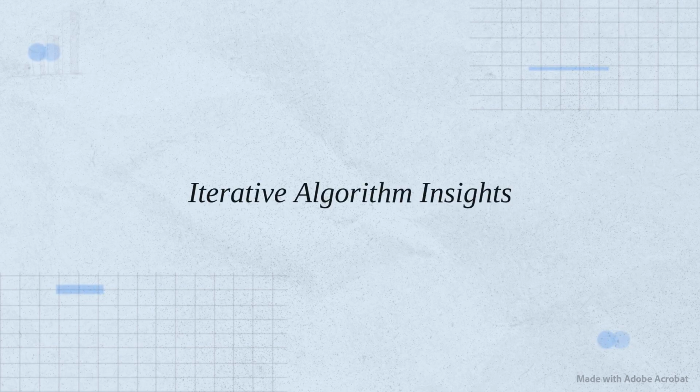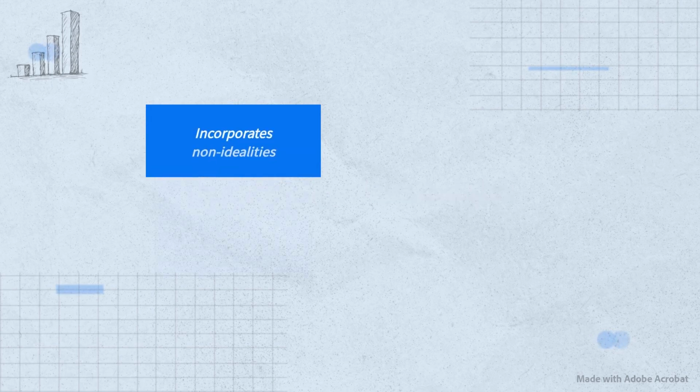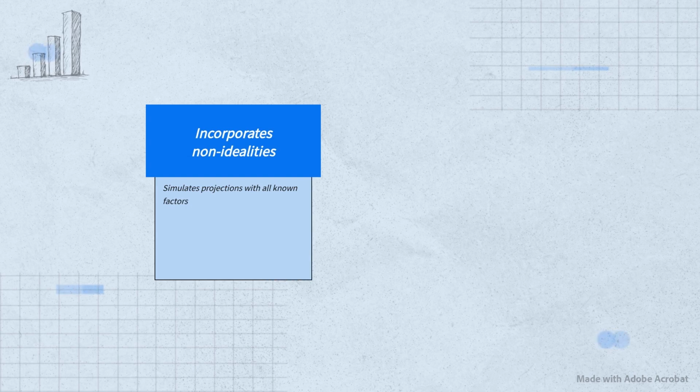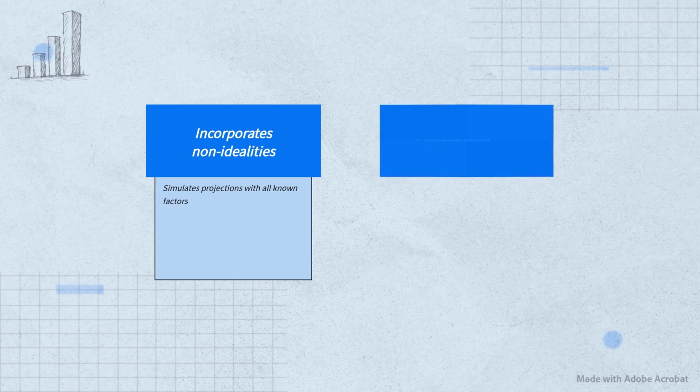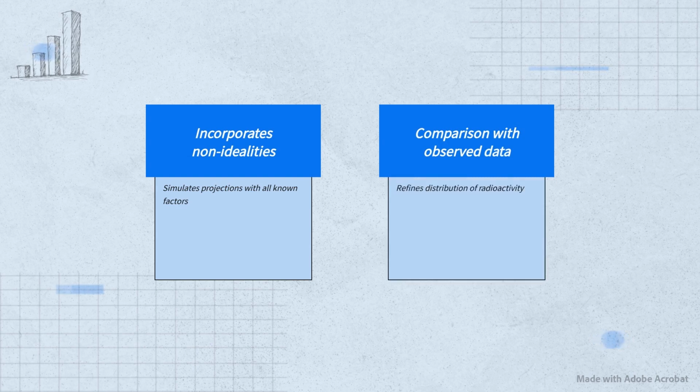Iterative algorithms offer deeper insights by simulating real-world conditions and refining results through comparison. Iterative algorithms incorporate non-idealities by simulating projections with all known factors, making each guess more accurate. Comparison with observed data allows the algorithm to refine the distribution of radioactivity, improving image quality with each iteration.